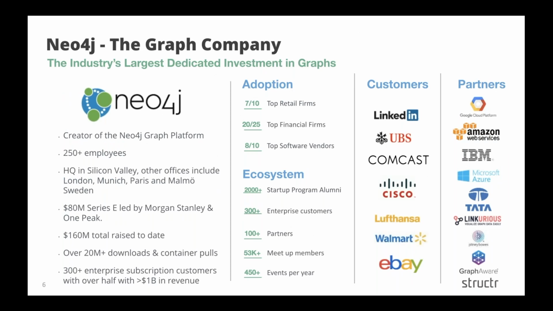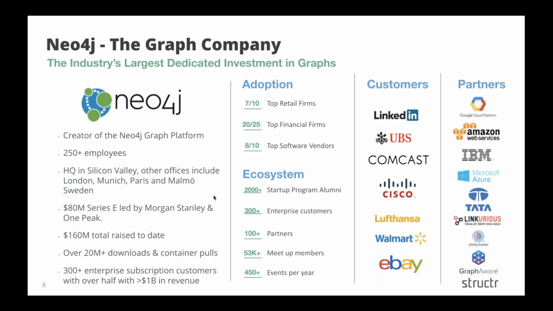Neo4j is now, we want to position ourselves as the graph company because we have had a lot of investment over the years in graphs, and have been really adopted very well. We've been blessed with the adoption that we've gotten over the years and so you can see some of the numbers on the screen. I'm not going to read all of them out loud, but now we are about 250 plus employees. We had a funding round closed of $80 million late last year. And that basically doubled our total funding to 160 million or so.